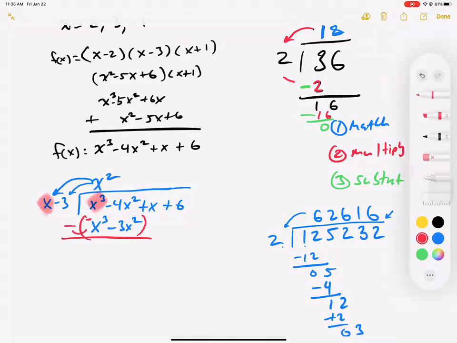A positive times a negative is negative. And what's negative times negative? Positive. So I'm actually going to change the signs right here. Take a look, I'm going to write the signs right on top. So what's x cubed minus x cubed? That's going to be 0. What is negative 4 plus 3x squared? That's going to be a negative x squared. Bring down the term.